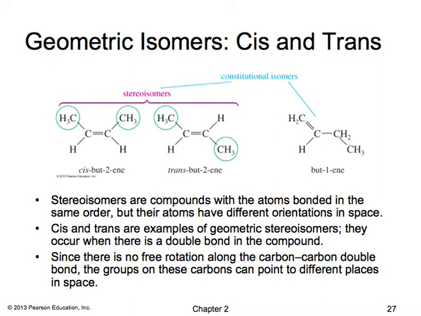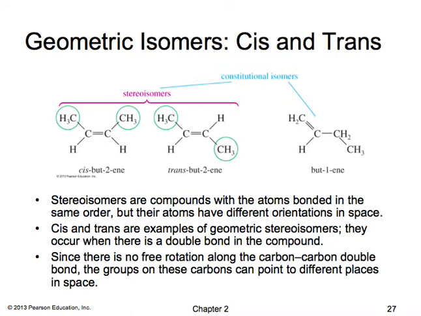Geometric isomers fall under cis and trans. These are stereoisomers. Stereoisomers are compounds with atoms bonded in the same order, but their atoms have different orientations in space. Cis and trans are examples of geometric stereoisomers. They occur when there is a double bond in the compound.